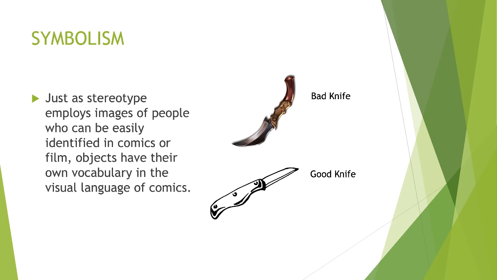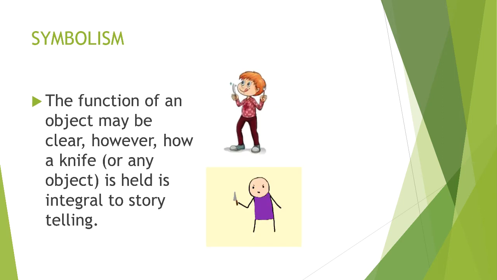And when we talk about symbolism, this also applies to inanimate objects. If we think of, for example, the Lord of the Rings films, the weaponry of the bad guys looked completely different than the weaponry of the good guys, right? Like on this image you're looking at here, you've got a bad knife and a good knife. So objects have their own vocabulary in visual language.